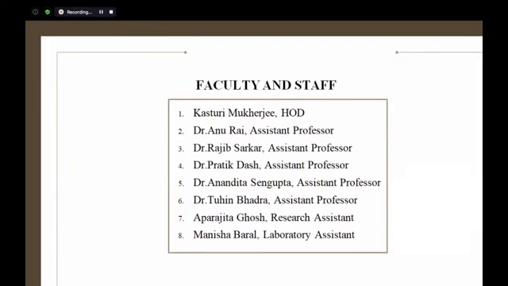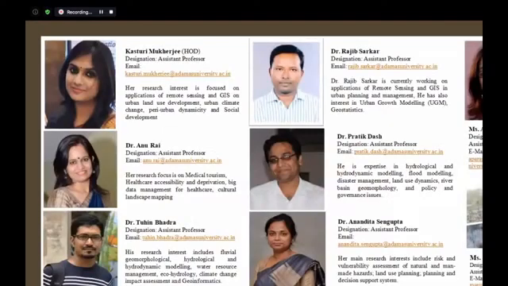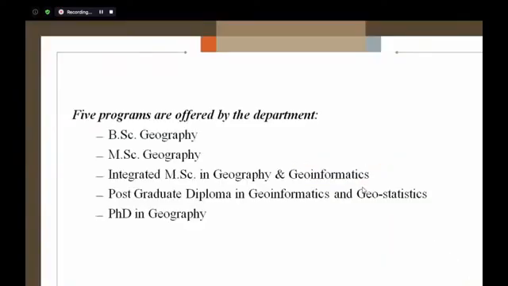We are 8 faculty and staff, and these are very brief profiles. You can find all of our profiles on our website as well. So we offer these 5 programs: BSc Geography, MSc Geography, Integrated MSc in Geography and Geoinformatics, PG Diploma in Geoinformatics and Geostatistics, and PhD.